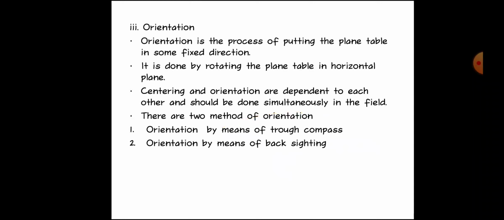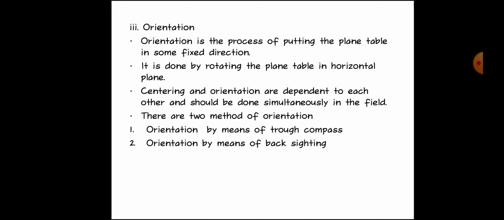Orientation is the process of putting the plane table in some fixed direction. It is done by rotating the plane table in the horizontal plane. Centering and orientation are dependent on each other and should be done simultaneously in the field.